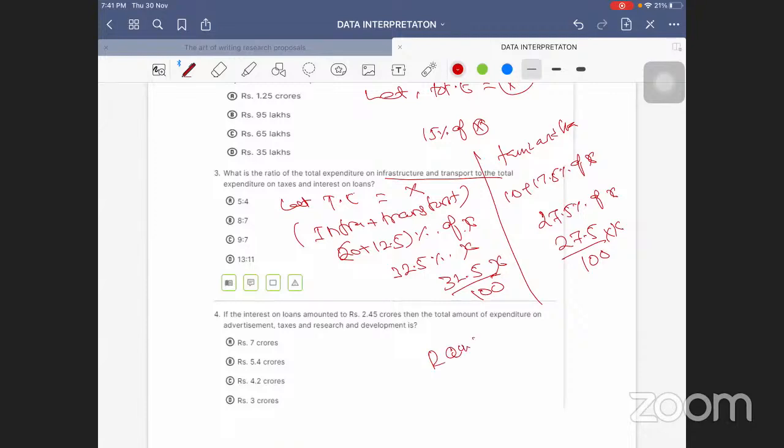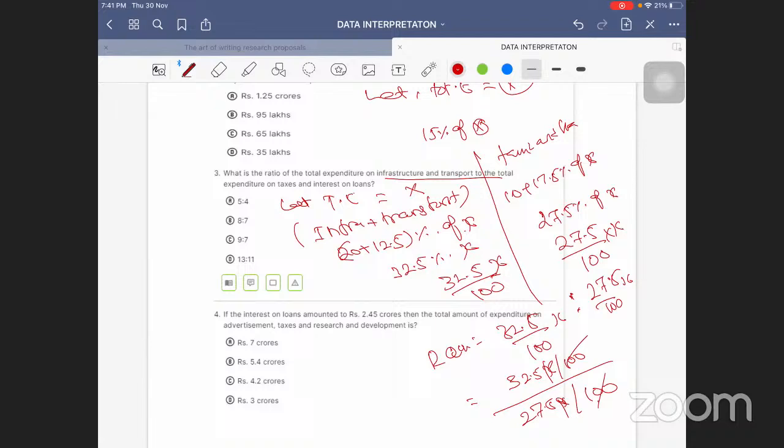So the ratio is 32.5 divided by 100 into X, divided by 27.5 divided by 100 into X. Okay, X cancels, the 100s cancel, so the remaining is 32.5 and 27.5. So 32.5 to 27.5.